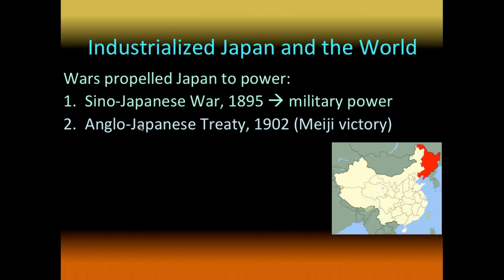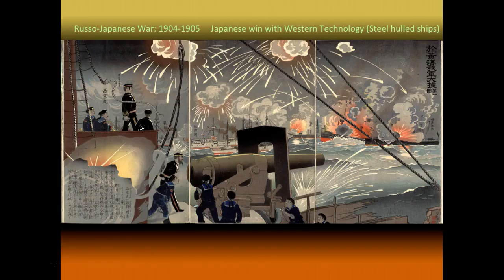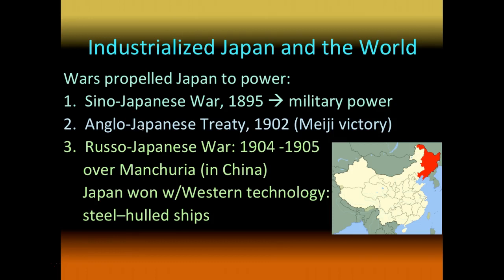And then the Russo-Japanese War. Here we go. 1904 to 1905, the Japanese fought over Manchuria, which is in China, against the Russians. And this is the map of Manchuria in red up here, and the yellow is China. And it was a really big battle with steel-hulled ships. And Japan defeated Russia, a Western empire, using Western technology.